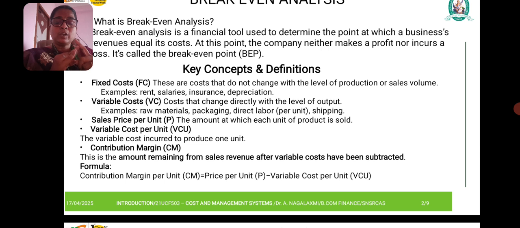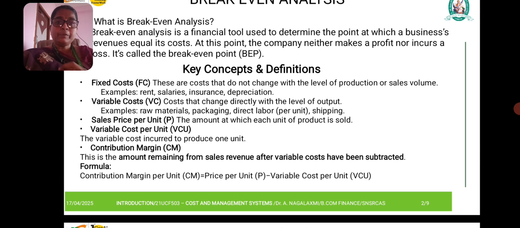Next, variable cost per unit. Per unit means making the calculation for 1 unit. It is the variable cost incurred to produce 1 unit. So, if you are producing 1000 units, the cost incurred for producing one piece, 1 unit of the product, is said to be variable cost per unit.